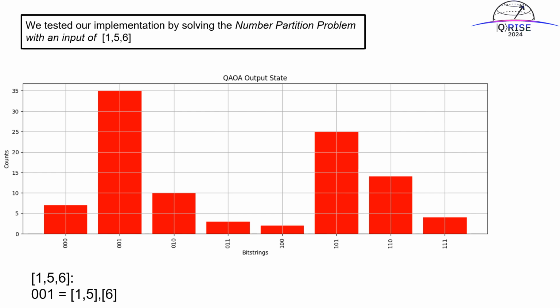So you can see here the difference between the sums of list A and B would be minimized if 1 plus 5 equals 6. So in this case, you can see on the graph that the highest probability in our case is when we correctly partition the input list. So 0, 0, 1 is the best outcome, and in our case, that is when the list is correctly partitioned.